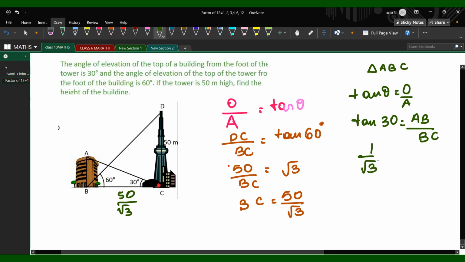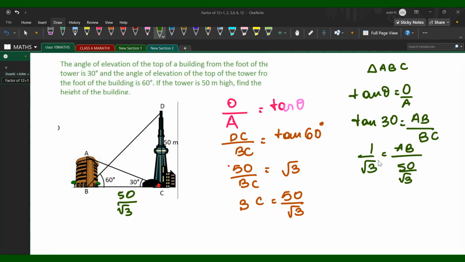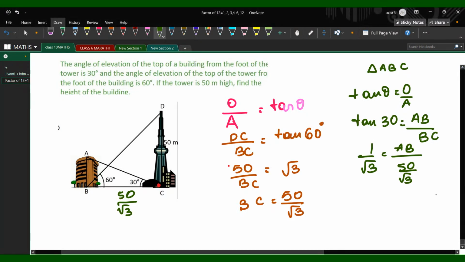1 upon root 3, no? You forgot the table. Yeah. AB upon BC is 50 upon root 3. Okay, so what we are going to do here, we are going to bring that 50 upon root 3 there.